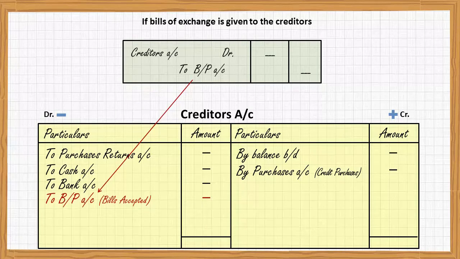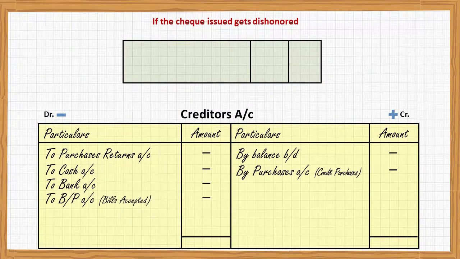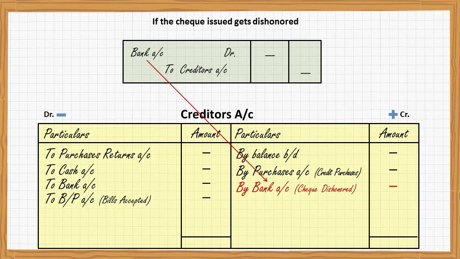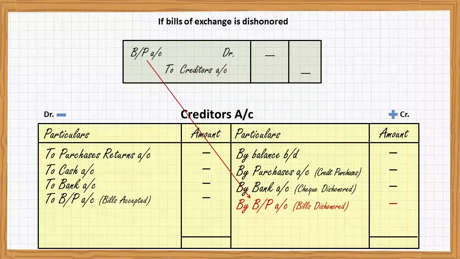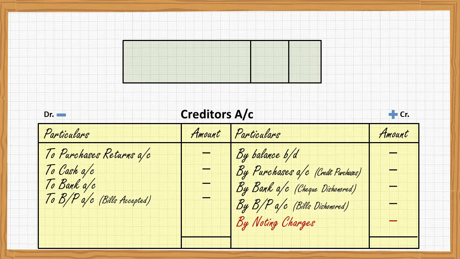If the check is dishonored, means you issued the check and that check was not cleared. So what will be the journal entry? By bank account. In the inner column, check dishonored. If the bill of exchange is dishonored, the journal entry is BP account debit to creditors. So by BP account. In the inner column, bills dishonored. And one thing more, you have to write down by noting charges.